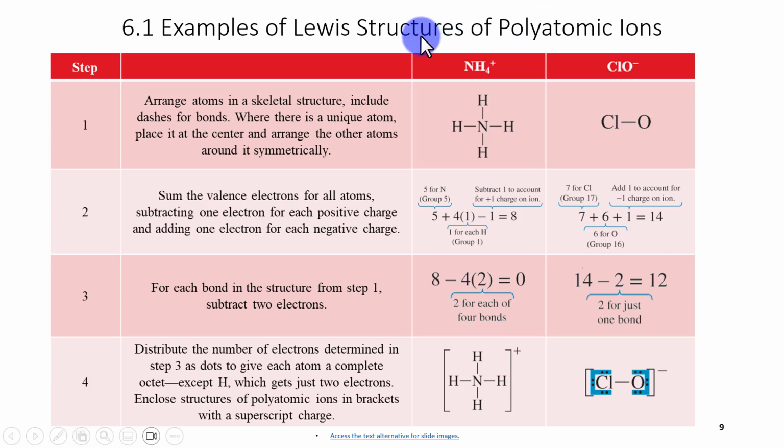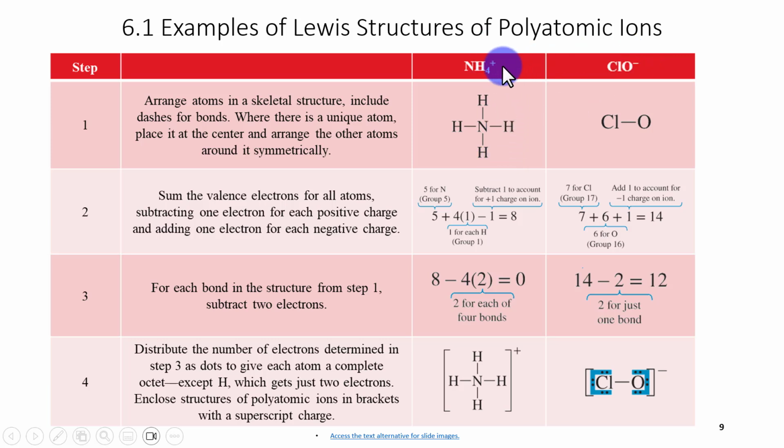Let's look at some examples of polyatomic ions. Remember, we have a table of polyatomic ions. When we have polyatomic ions, we might have a charge that we have to deal with. For example, NH4 has a charge of plus. So how do we deal with this plus? Or ClO has a charge of minus. How do I deal with that negative charge?